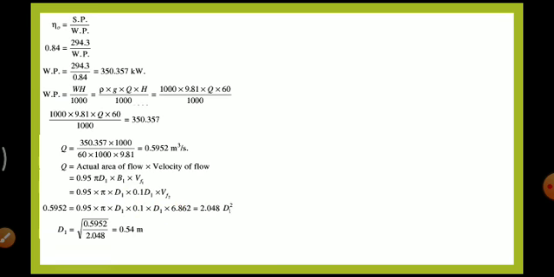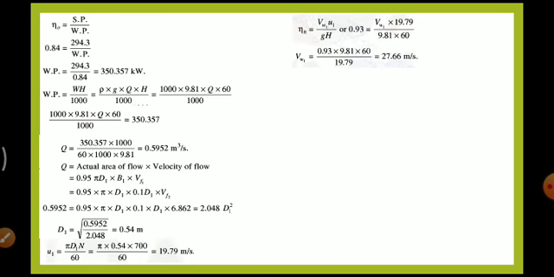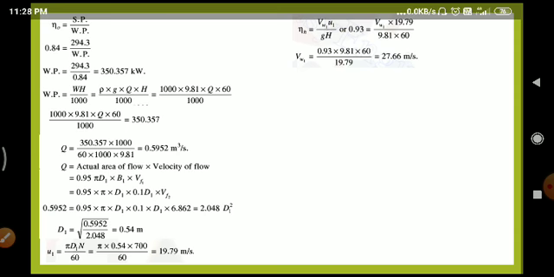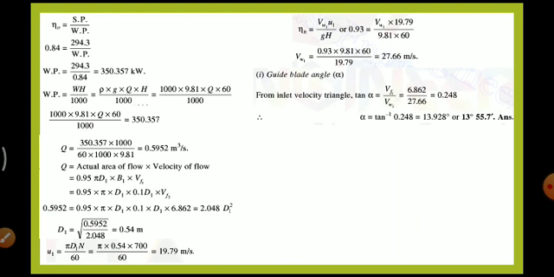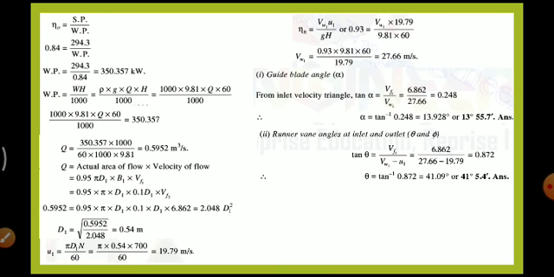Okay, so next thing we will be calculating u1, and using the hydraulic efficiency equation we will calculate the value of vw1, and using u1 and vw1 we will calculate the angle alpha. Tan alpha is equal to vf1 by vw1. We will get the value of alpha as 13.93 degree.